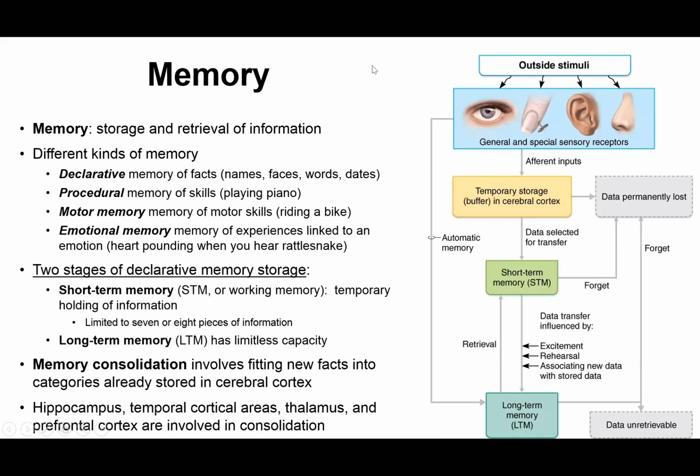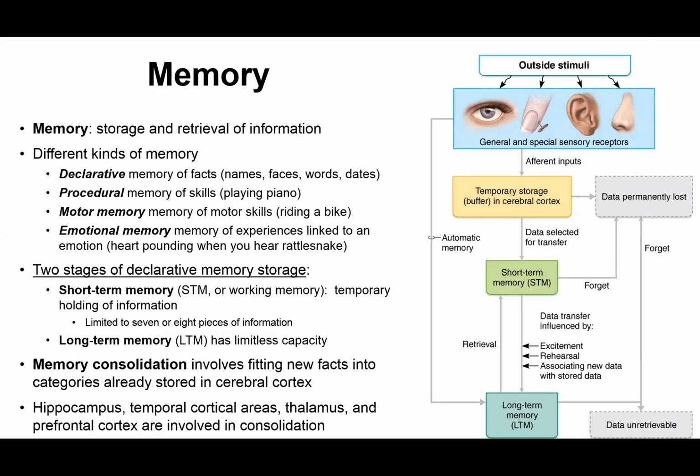So next we're going to talk about memory. And memory, the definition of memory is that it is the storage and retrieval of information. And we have a few different types of memory. So for example, the declarative memory, this is memory of facts. So things like names, faces, words, dates, this is all related to declarative memory.